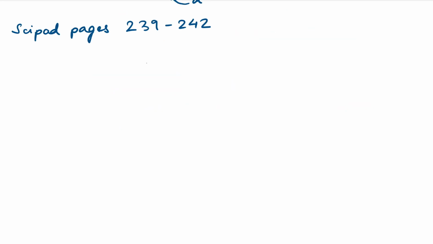Okay, so if you want to practice more questions about drawing the electric field lines between parallel plates, or if you want to use the formula E equals V over D to calculate different things, then you can answer the questions from these pages of your SciPad book, page 239 to 242, where you have more questions about this topic.